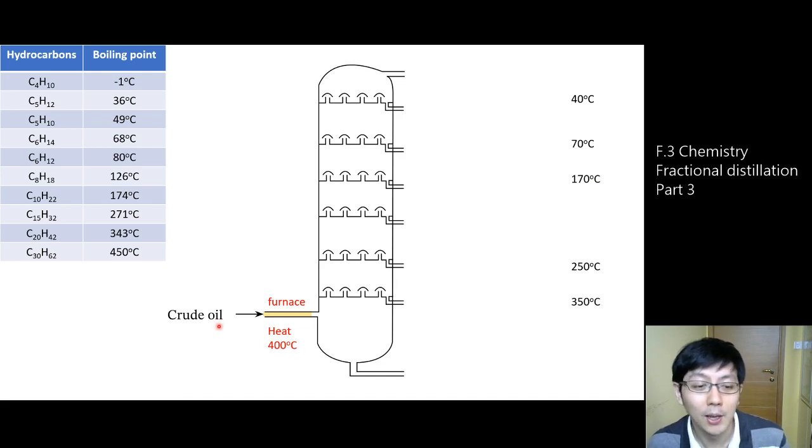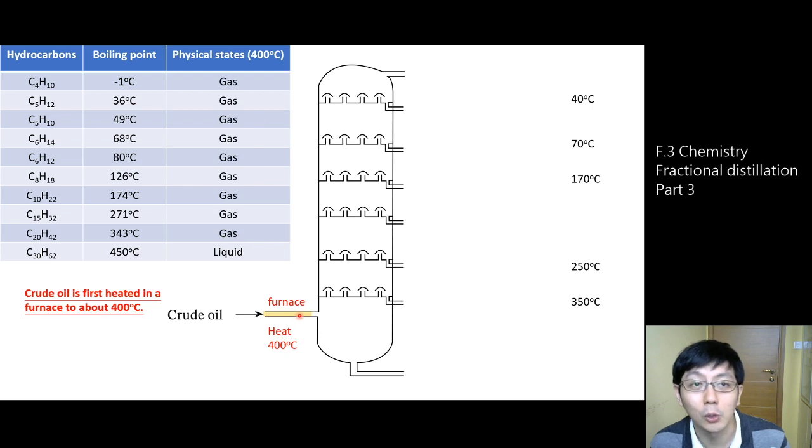simplified example. Now you know that for crude oil there are hundreds of hydrocarbons, 100樣嘅 hydrocarbon. I just list out around 10 of them. So all of the hydrocarbons are filled in this part. They go to the furnace and are heated to 400 degrees Celsius. So most of them will turn into gas form as the temperature will be higher than the boiling point of those hydrocarbons. However, for a few of them, maybe C30H62, this one has a boiling point of 450 degrees Celsius. So it still exists as liquid.